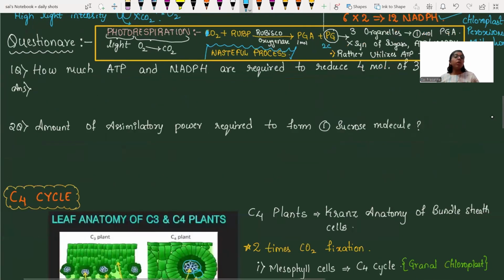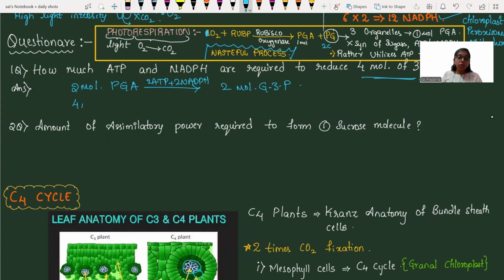Now we will exercise a few questions with respect to the C3 cycle. How much ATP and NADPH are required to reduce 4 molecules of 3-phosphoglyceric acid? To reduce 2 molecules of phosphoglyceric acid into 2 molecules of glyceraldehyde 3-phosphate, it requires 2 ATP and 2 NADPH. To reduce 4 molecules, how much ATP and NADPH are required? Of course, it is 4 ATP and 4 NADPH. Now we'll see the second question.